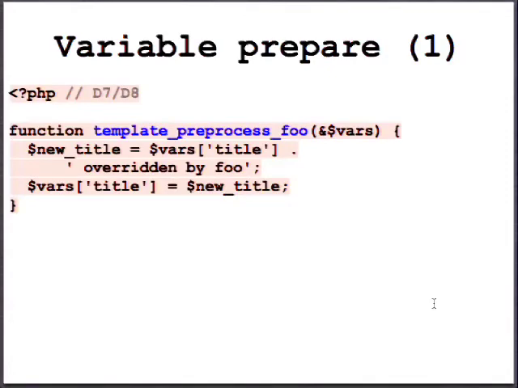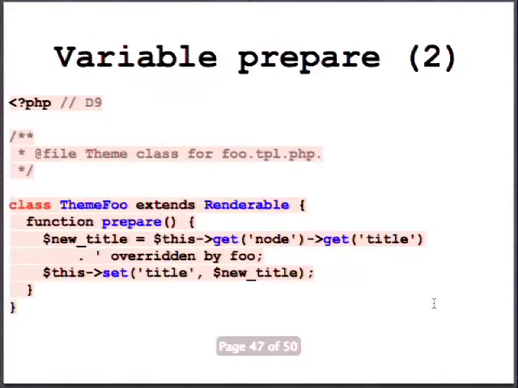Here's how preprocessing, variable preparation worked in D7 and D8. You had a preprocessor and you said new title. I want to change, so these are the variables that are in the template itself. I want to change title to be something else. I'm going to set it there. But this is the problem with arrays: you have to know the structure of the array. You have to dig into the array to know what it is. And with objects, you just have to know a method. You say set this to be this, and then forget about it. You don't have to know the structure.